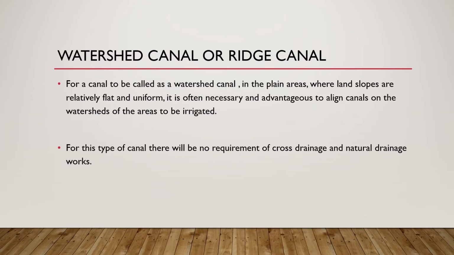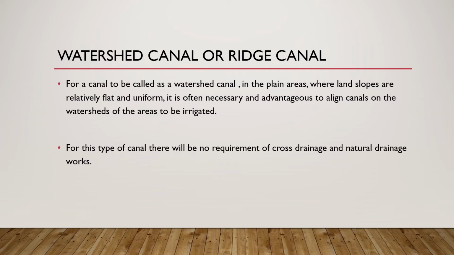In this slide, the watershed canal or a ridge canal is to be constructed at a particular point. You should align the canal based upon the watershed direction and according to the flow direction of the river stream too. Actually, the canal is said to be in a plain area where land slopes are relatively flat and uniform. You can install a watershed canal there.